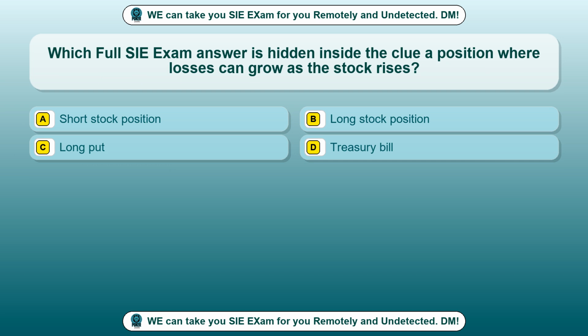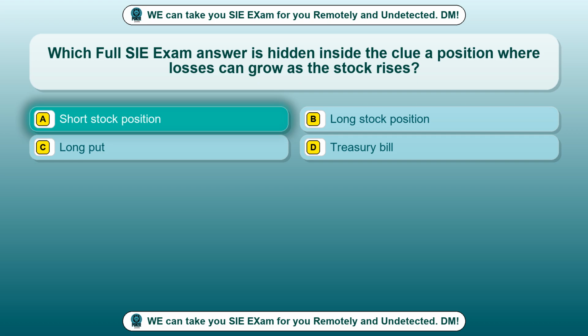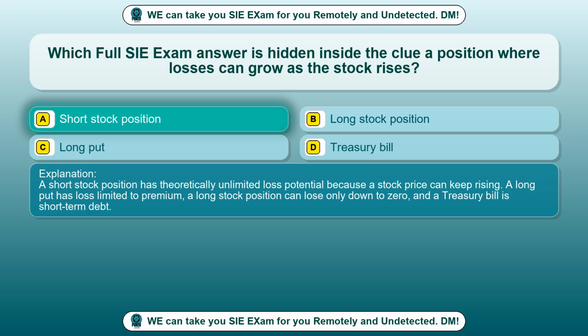Question 98. Which full SIE exam answer is hidden inside the clue? A position where losses can grow as the stock rises. Option A, short stock position. Option B, long stock position. Option C, long put. Option D, treasury bill. The correct answer is option A, short stock position. A short stock position has theoretically unlimited loss potential because a stock price can keep rising. A long put has loss limited to premium, a long stock position can lose only down to zero, and a treasury bill is short-term debt.